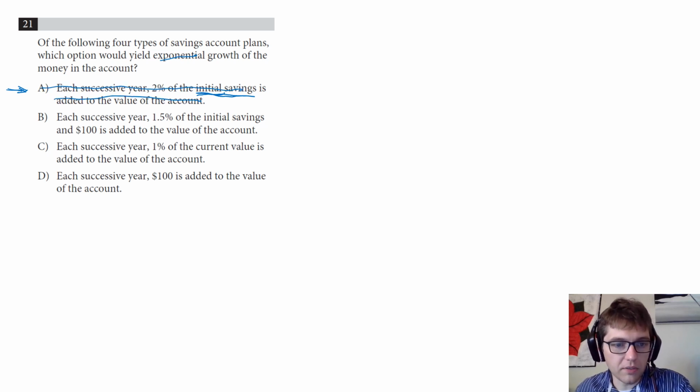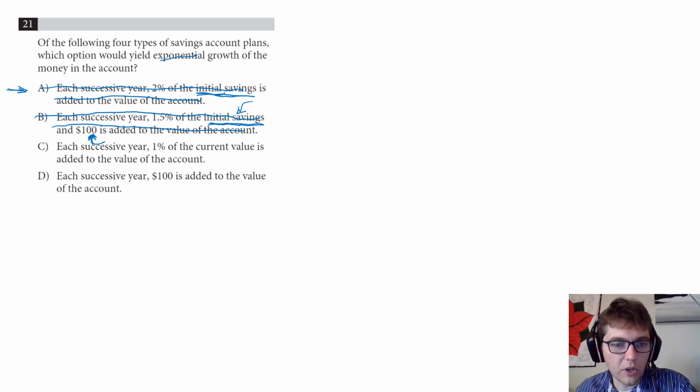B, each successive year, 1.5% of the initial savings and $100 is added to the value of the account. Again, you're only doing that percentage based on the initial savings, so that cannot be exponential. And this $100 is unchanging, so that is not affecting whether this is exponential or not. B is incorrect. It is not exponential.